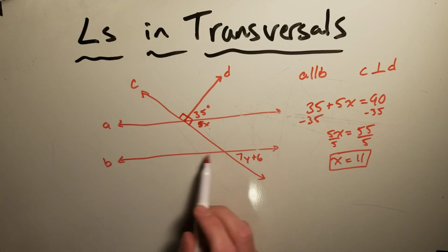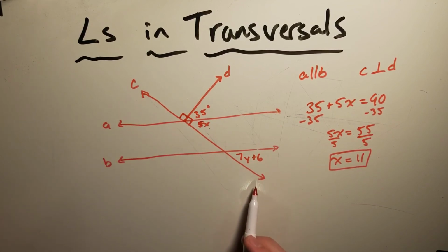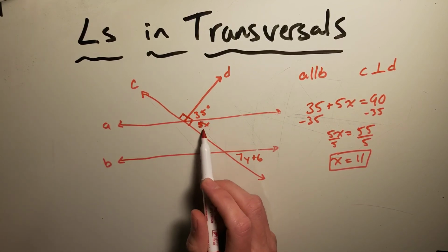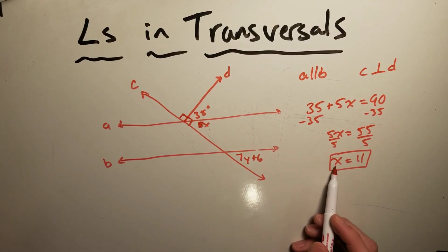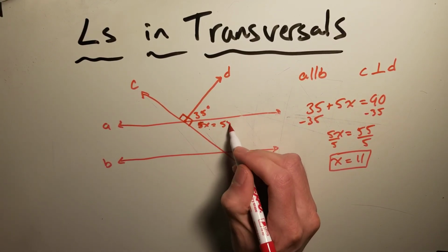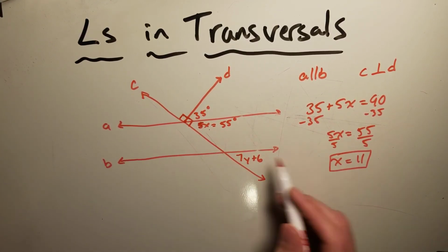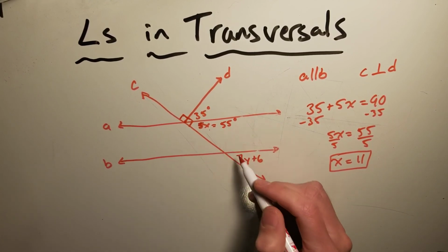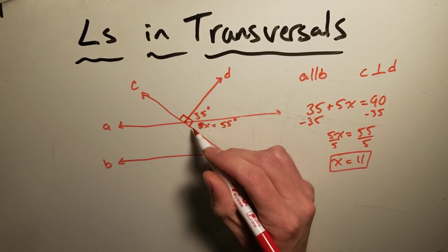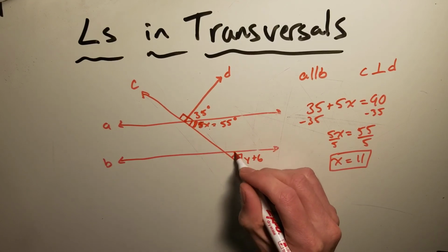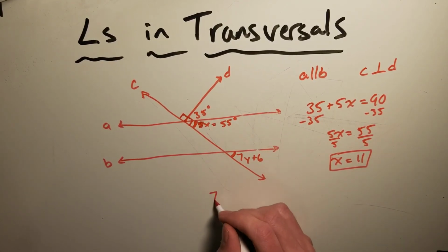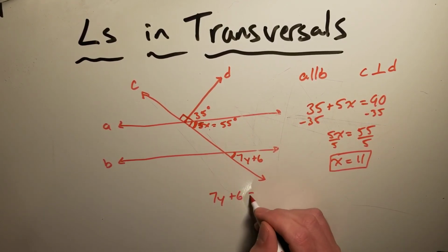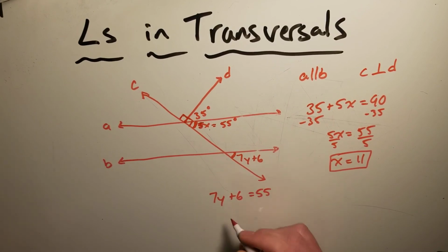So you have line A and B are parallel. Line C is your transversal. If you look at the 5x, or the 55 degrees, 5 times 11, that corresponds with this angle down here. These two angles are corresponding angles, so they're equal to each other. 7y plus 6 needs to equal that 55.